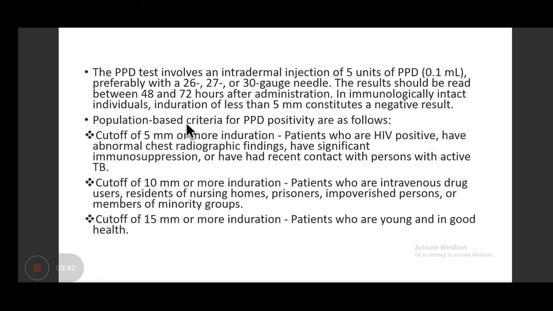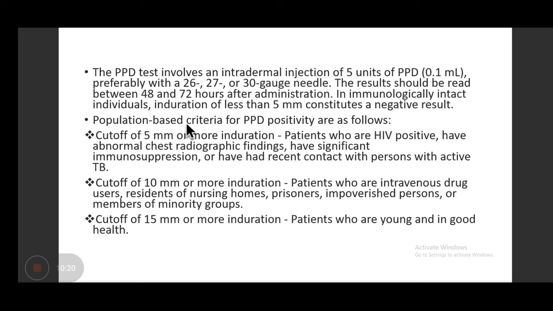And now, as in our patient, we had 15 mm of induration, right? So we have population-based criteria to say that this patient's Mantoux test is positive. A 5 mm cutoff will be used, that means 5 mm or more is positive for patients who are HIV positive, have abnormal chest radiographic findings, have significant immunosuppression, or have had recent contact with persons with active tuberculosis. For them, our cutoff is 5 mm for positivity.